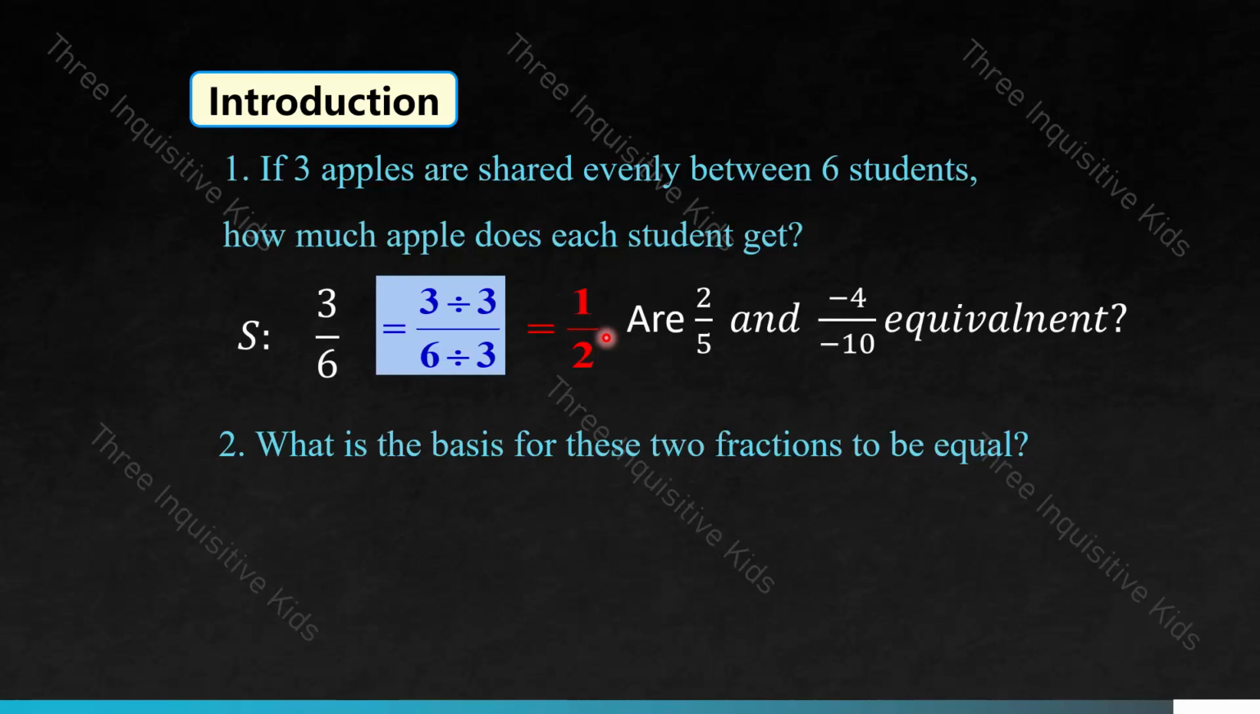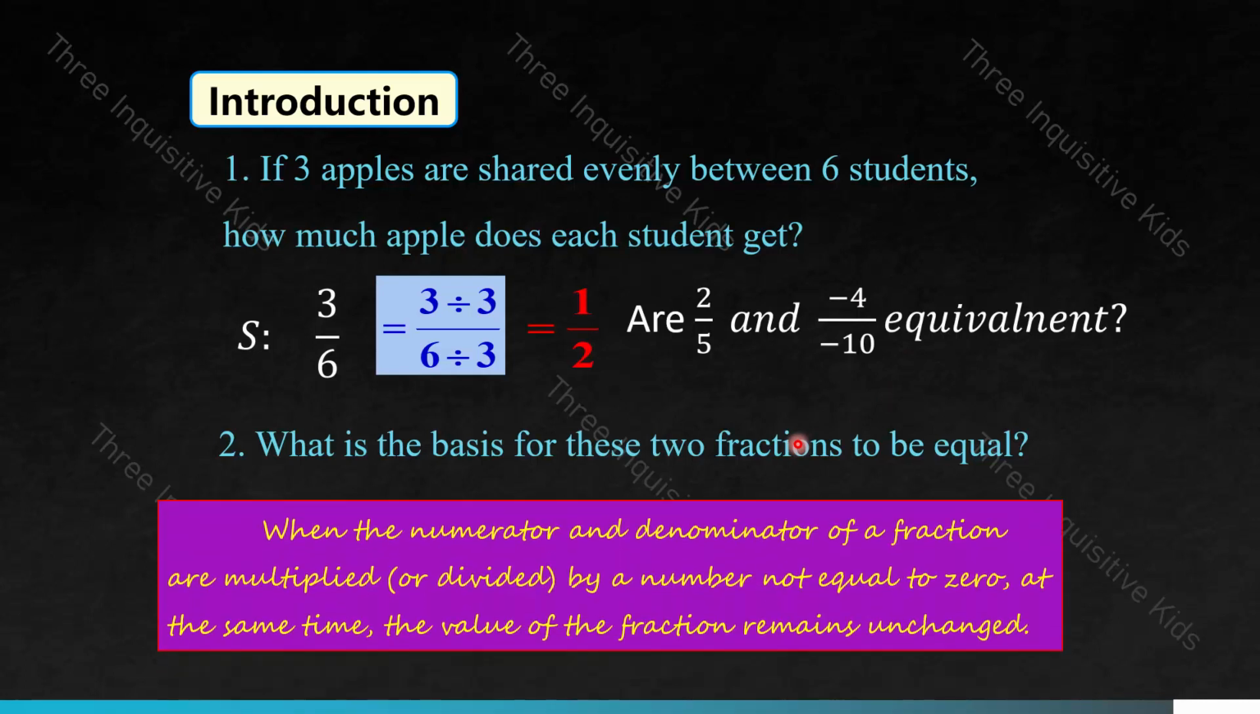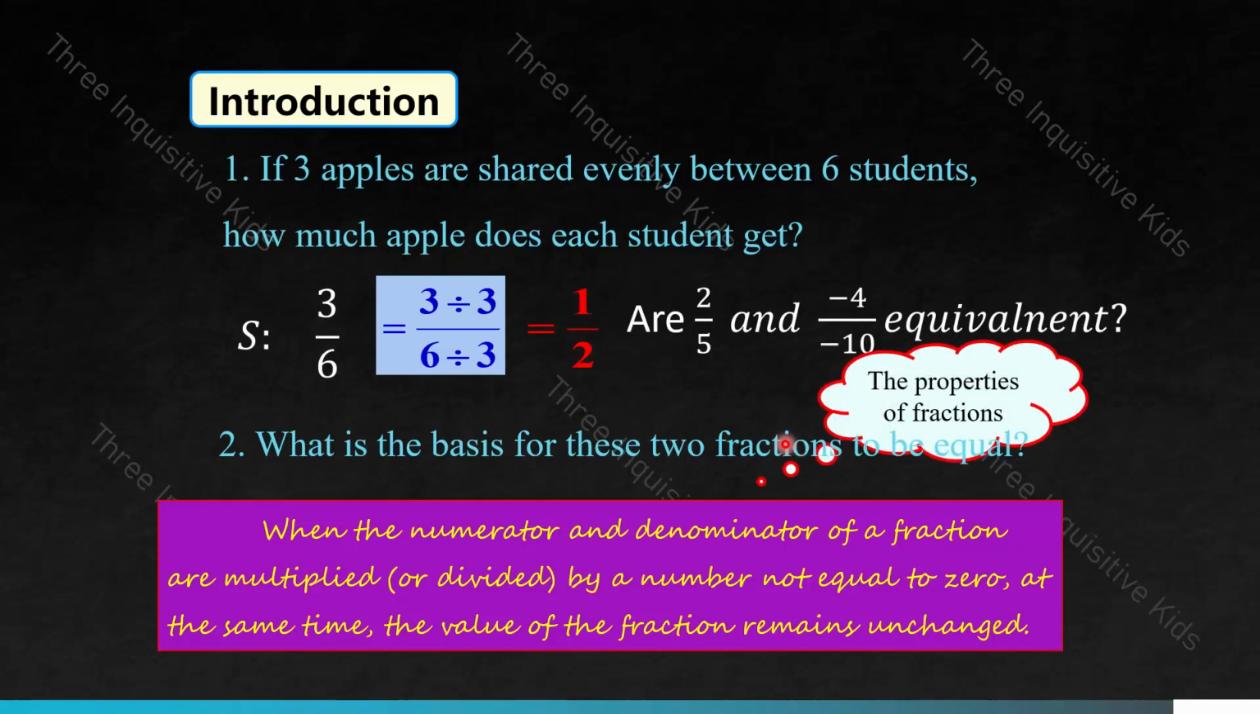Now let me ask you another question. Are 2/5 and -4 over -10 equivalent fractions? What is the basis for these two fractions to be equal? Well, the basis for these two fractions to be equivalent is that when the numerator and denominator of a fraction are multiplied or divided by a number not equal to 0 at the same time, the value of the fraction remains unchanged. This is the property of fractions.